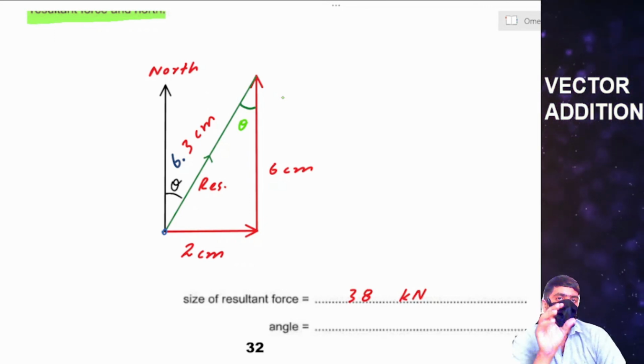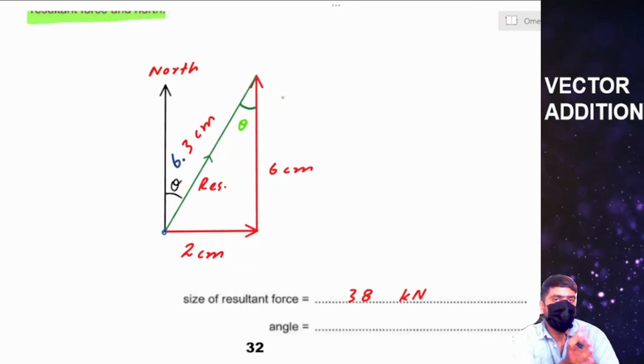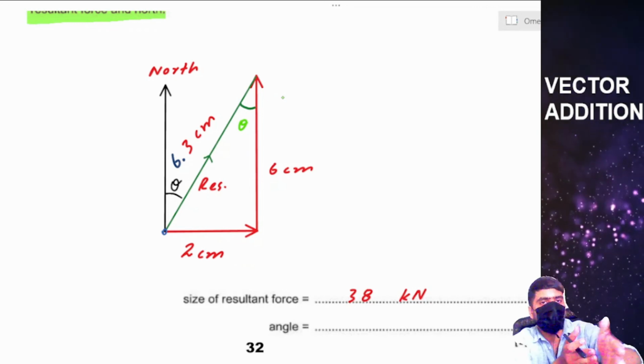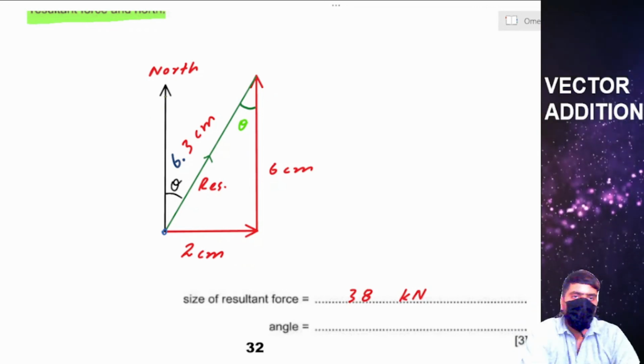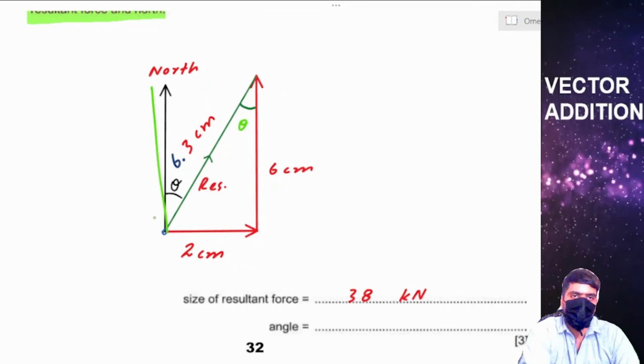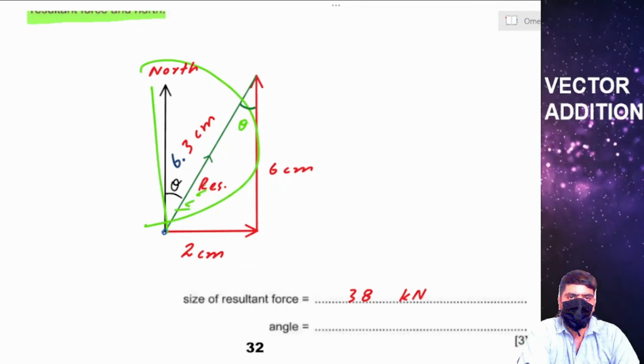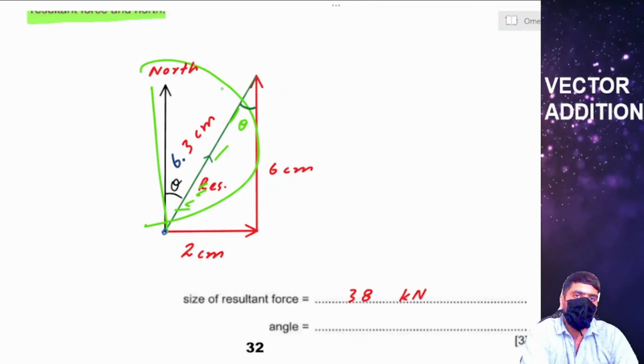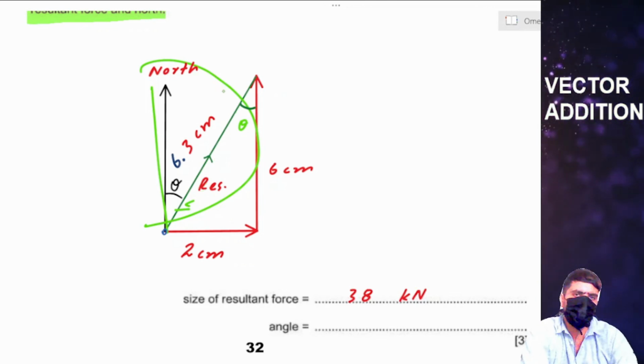Just seeing from the description, you need to find the angle between north. Align your protractor with the north, right? Align your protractor with the north like this, and find the value of this angle. Right? It should be pretty simple.